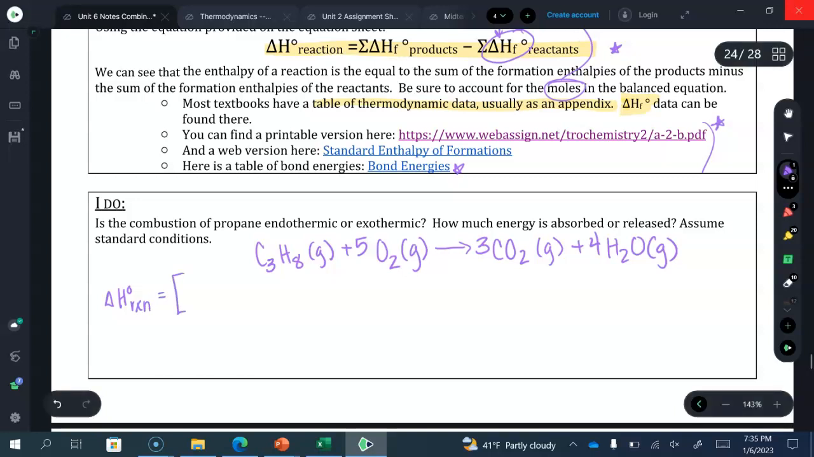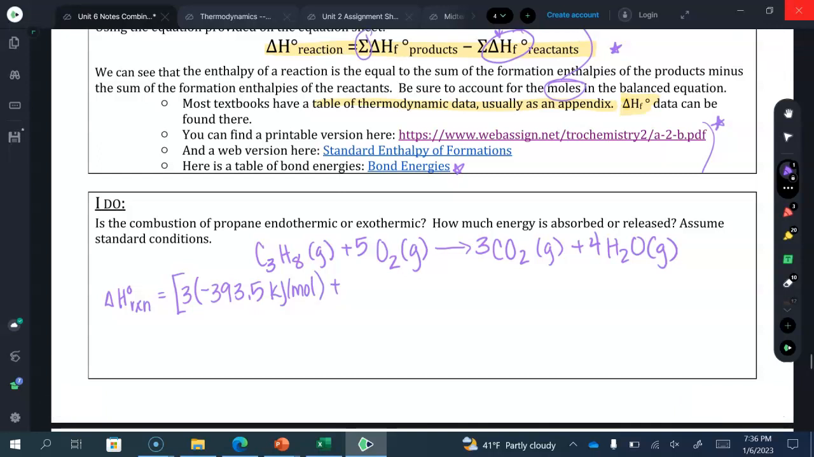So it is the sum of the products, so I have 3 carbon dioxide, so I need to look up the enthalpy of formation for carbon dioxide in my table. So you would click on this link or use your textbook, and you should see that it is negative 393.5 kilojoules per mole. And we're going to add, because it's the sum, that is what this means, add all the products together.